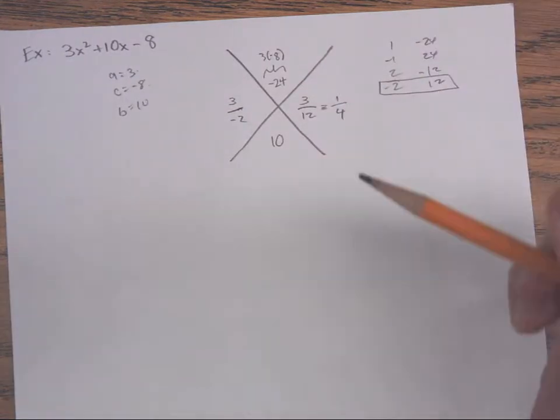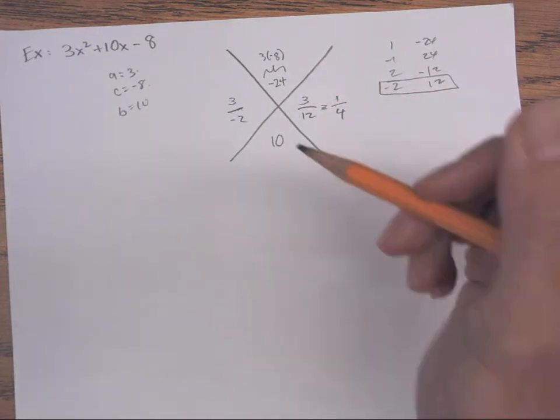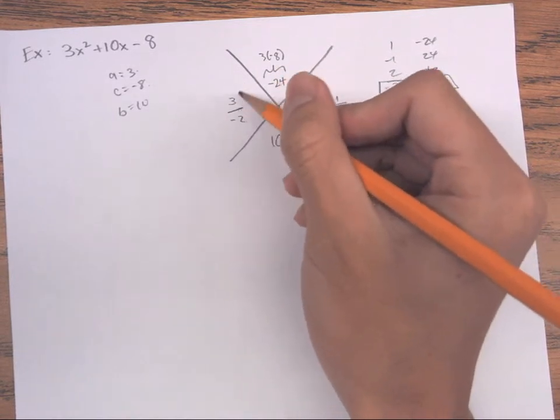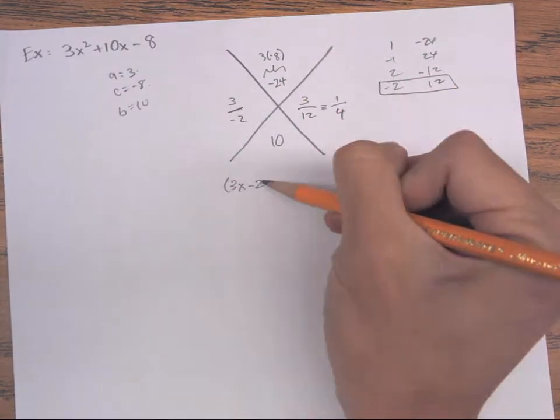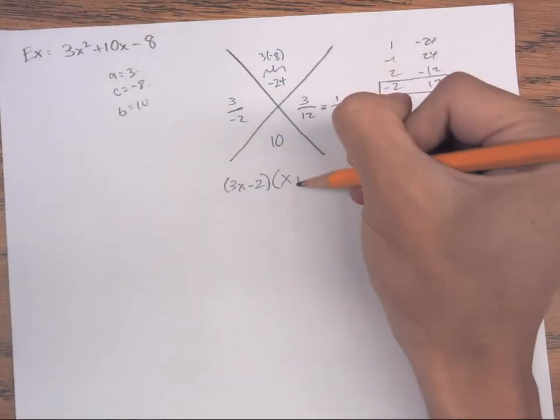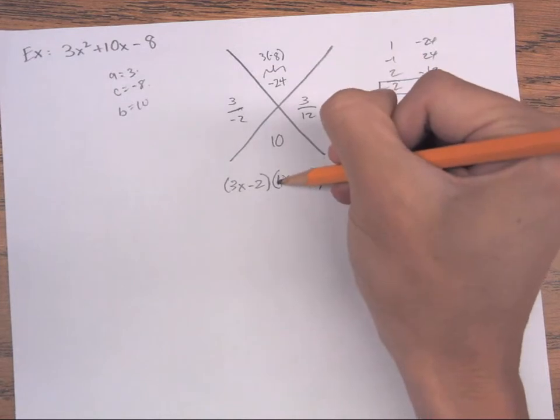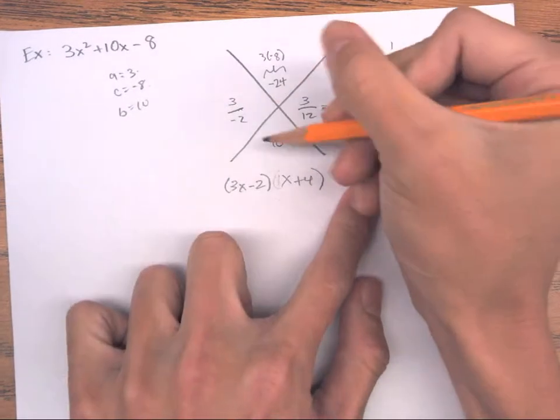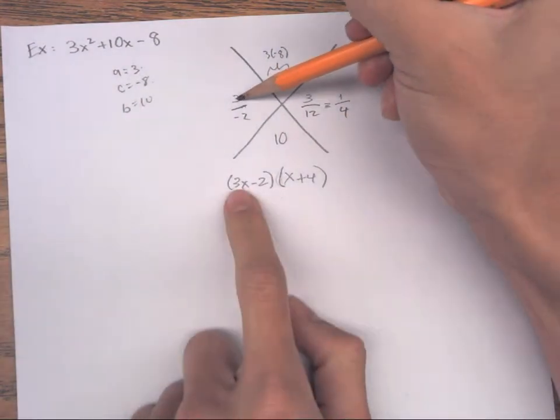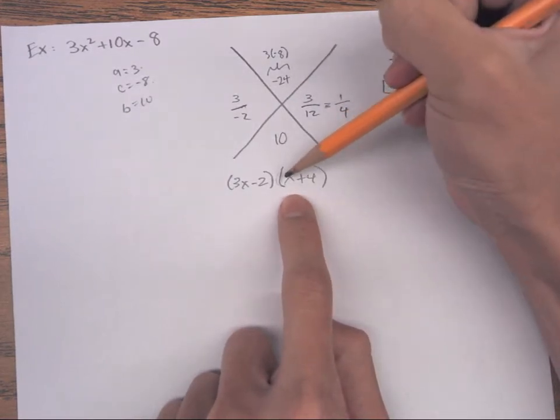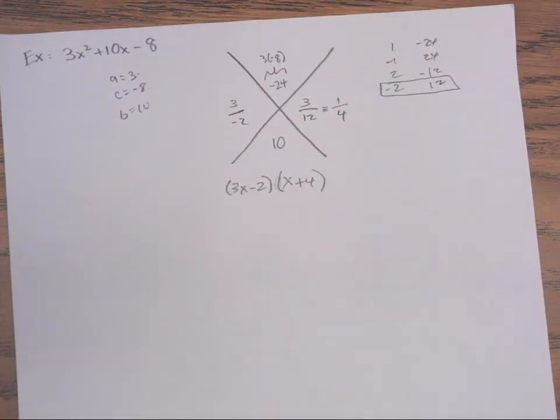Now we want to identify our factors. This is going to be 3x minus 2, and this is going to be x plus 4, or 1x plus 4. If I erase it, the 1 disappears, so this is x plus 4. If you're wondering where that comes from, the 3 is here, the -2 is right here, the 1 comes in the front here, the 4 comes right there. So that's how you use the X method.